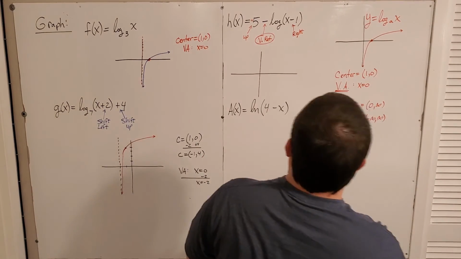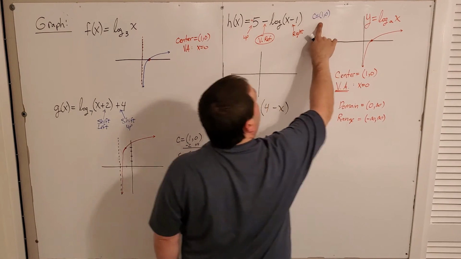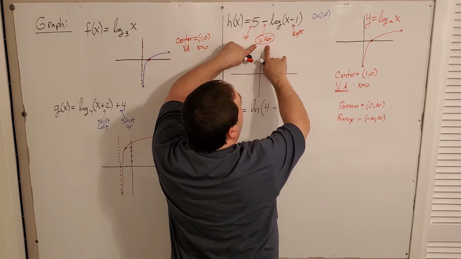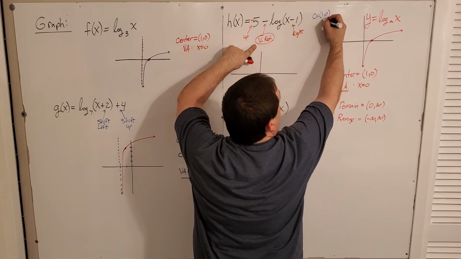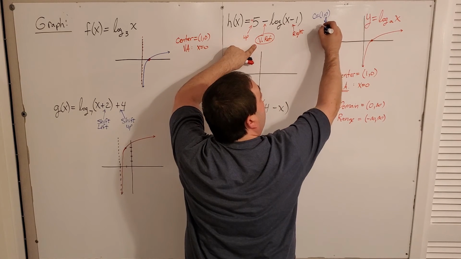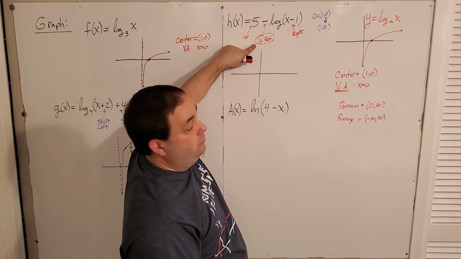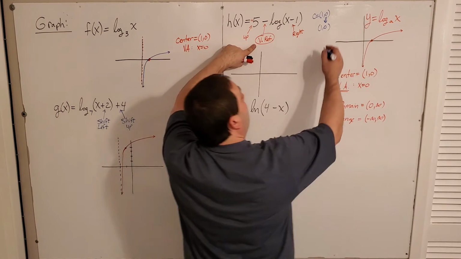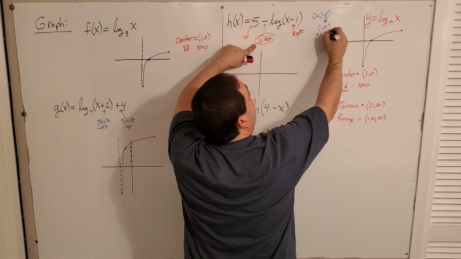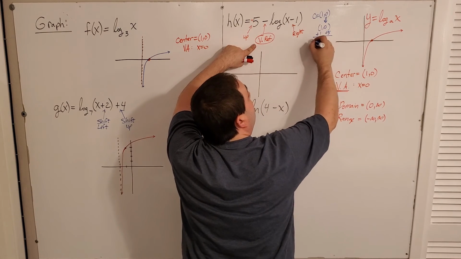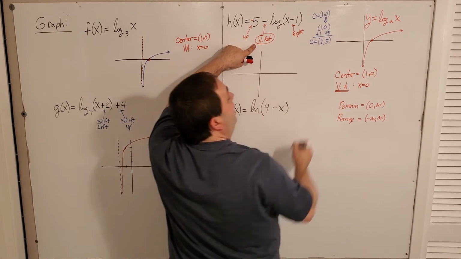My center point started out at 1, 0. It got vertically reflected, up and down. So the vertical reflection would change the sign on your y value. It just so happens that my y value was 0, so it didn't affect it. But then I shifted it right 1, so plus 1 to the x, and up 5, so plus 5 to the y. My new center for this graph is now 2, 5.